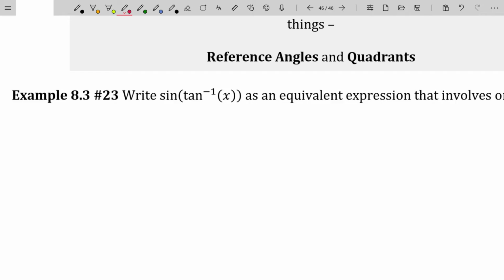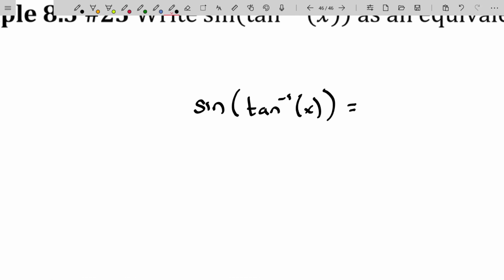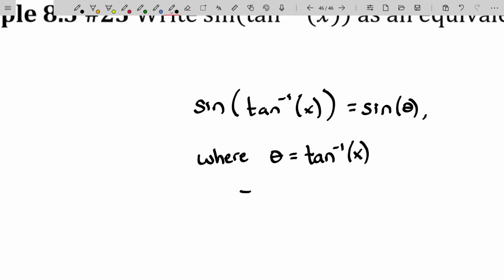We have the sine of the tangent inverse of x, and we want to write this only with x's, no trig functions. Well, that's the same thing as the sine of theta, where theta is equal to the tangent inverse of x, which implies the tangent of theta should equal x. Notice I'm always doing that, replacing inverse trig functions with angles.